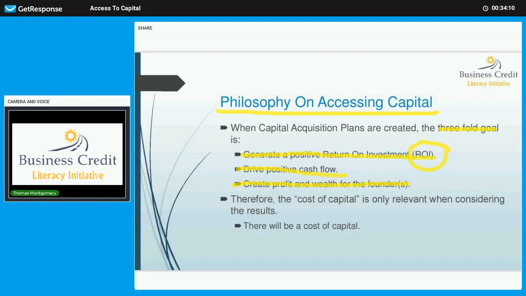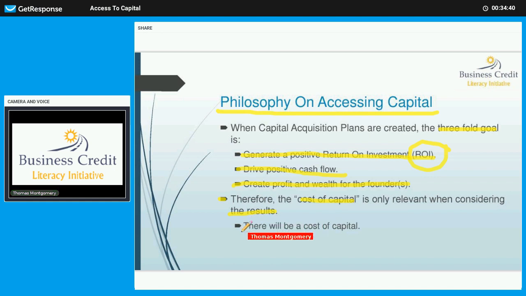This is not just about working a job that you happen to own. It needs to be about building wealth. And so capital acquisition plans and leveraging those three tranches are going to be built around these three premises. So we need to keep in mind that the cost of capital is only relevant when considering the results, because that's why we're accessing capital: to generate more profit, more growth.